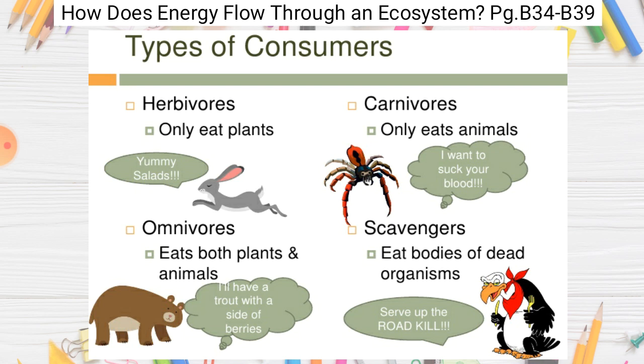Finally, we have a specific type of carnivore. These are called scavengers. Carnivores or omnivores must hunt a prey to eat it. However, scavengers eat bodies of dead organisms. It doesn't matter if the animal has been killed by another animal or just died by old age or disease.